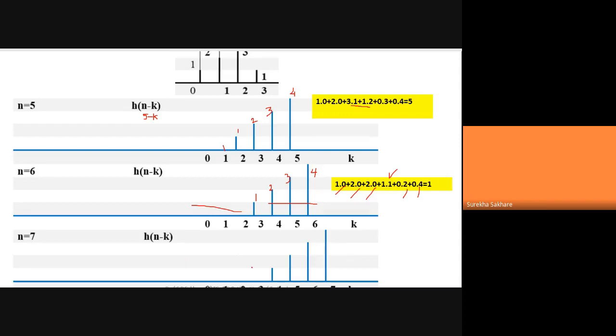Now in the next part, at n equal to 7, one extra shift we have done. What is done is one more shift. You see there is no overlapping henceforth. So there is no overlapping. So the value of this will be 0. This is what the graphical method of calculation of convolution is. That is what I wanted to tell you.